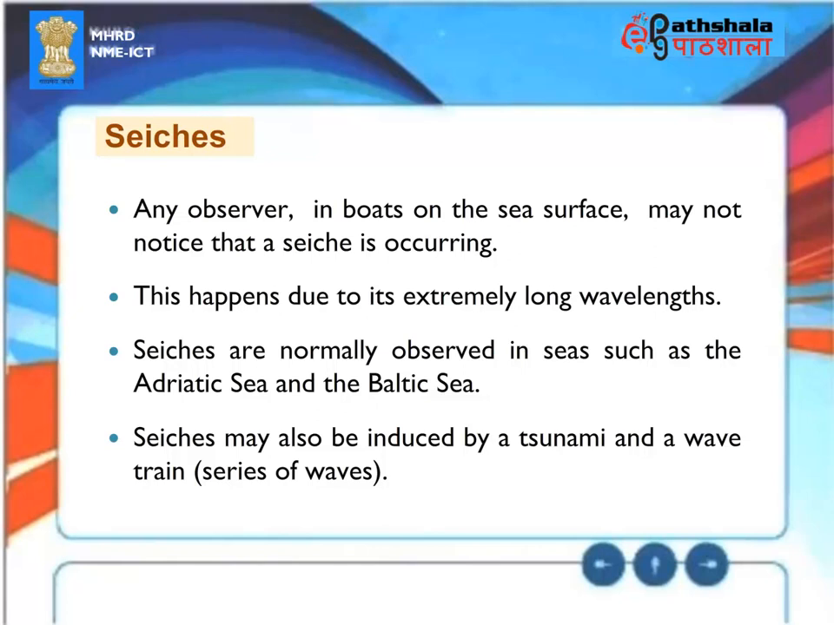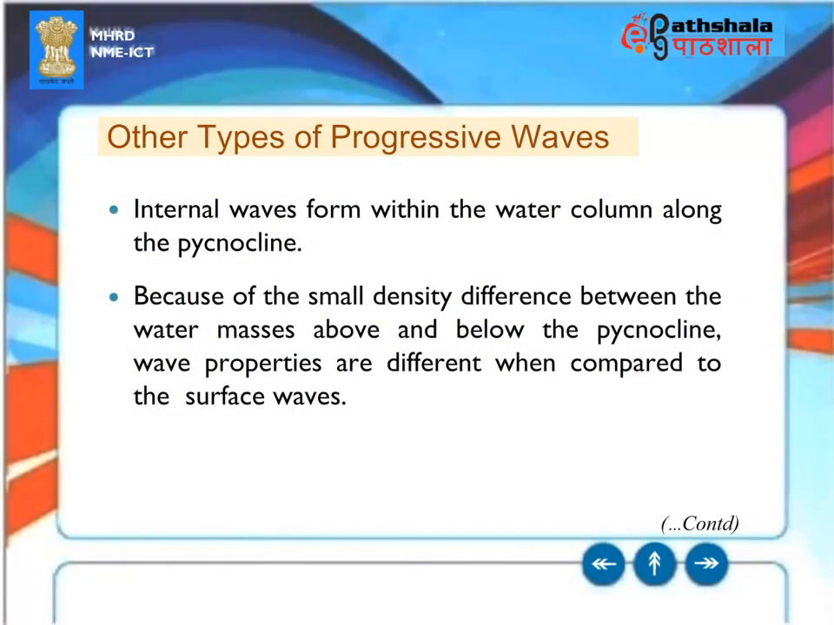Seiches are normally observed in seas such as the Adriatic Sea and the Baltic Sea. Seiches may also be induced by a tsunami and a wave train, or series of waves. Other types of progressive waves.